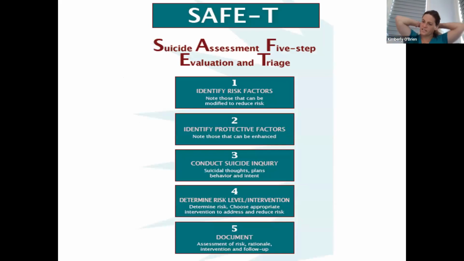I like this one as a guide to what to do during a suicide risk assessment. The first being identifying risk factors, second, identifying protective factors, third, conducting suicide inquiry, and fourth, determining risk level or intervention. And then, of course, the fifth, documentation, which is absolutely critical, especially if you're doing an assessment in a school.